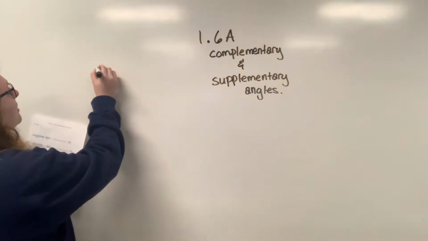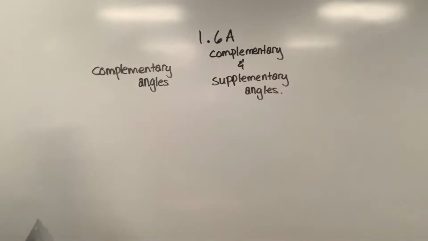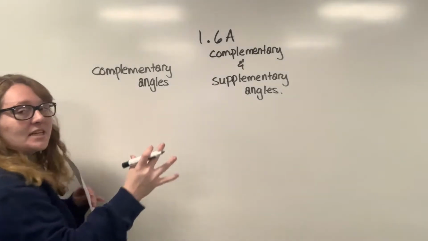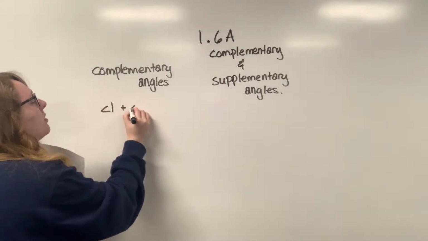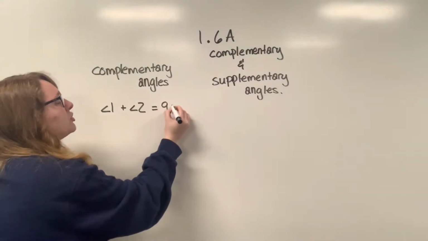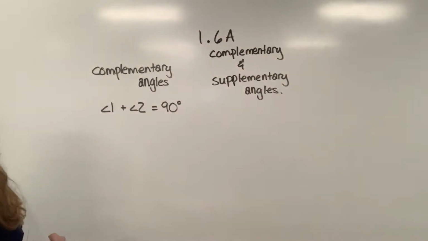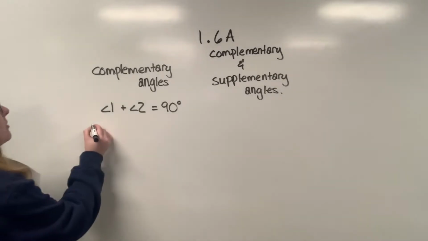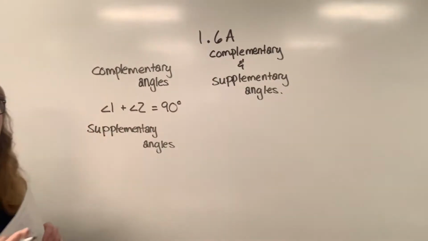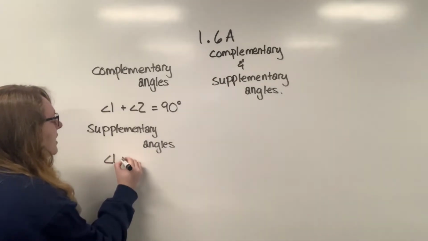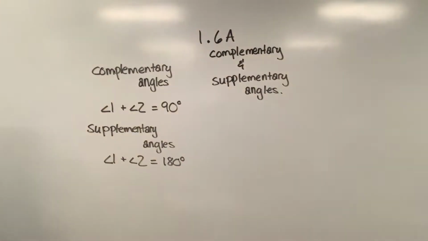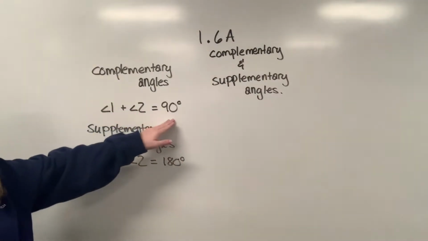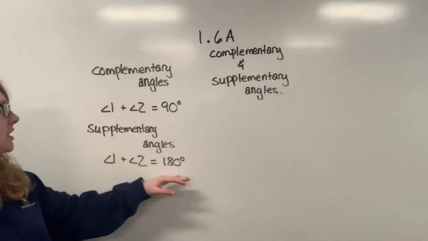So complementary angles are angles that are added together, okay? So if we have two angles, we add them together. So if we have angle 1 plus angle 2, they add up to 90 degrees, okay? They add up to a right angle, okay? That's complementary. Supplementary angles are two angles, so I'll just use angle 1 and angle 2 again, and they add up to 180 degrees, okay? So complementary angles add up to 90 degrees, supplementary angles add up to 180.